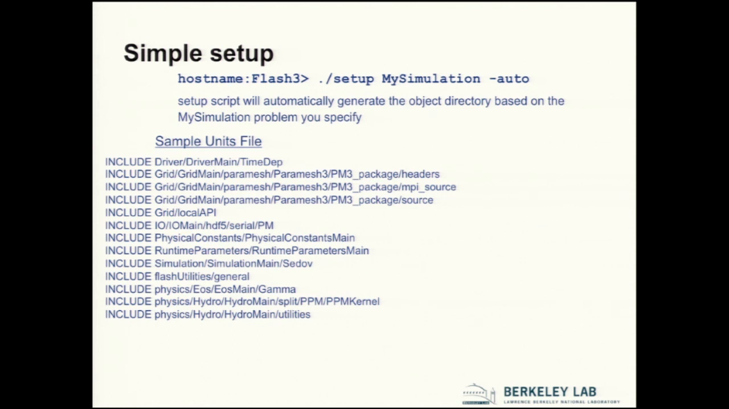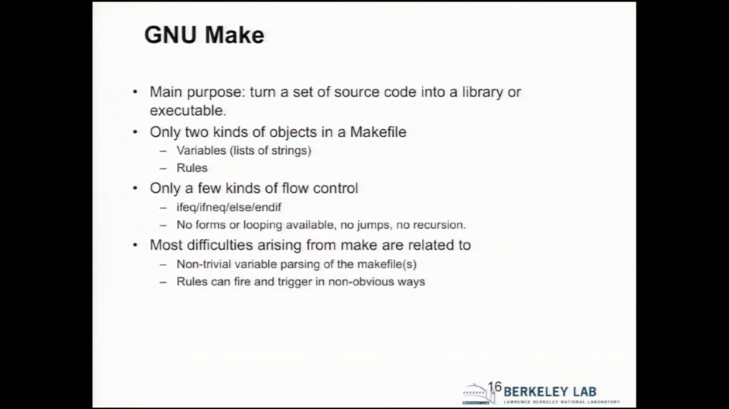For example, you can say -2D. The default build is 3D. If you said -3D here after auto, then the application would be built in 3D. Similarly, you can replace any of these default units by providing the path for the alternative implementation for that default unit, etc. Once you have configured the problem, then you go off to GNU Make.